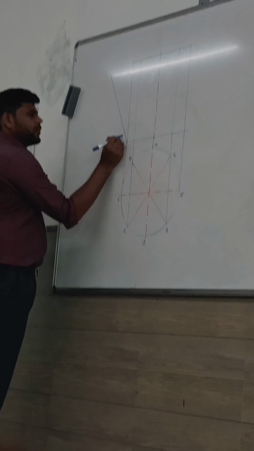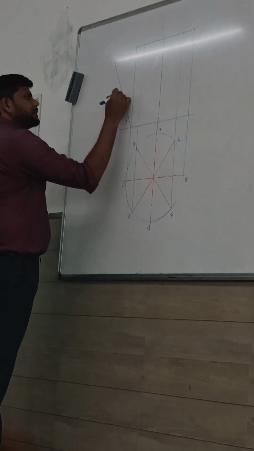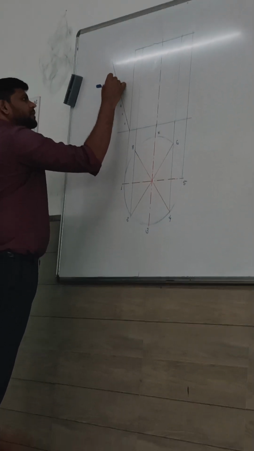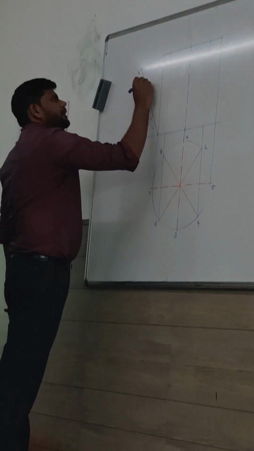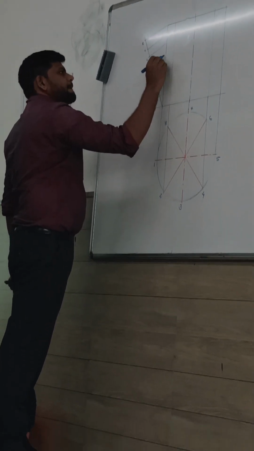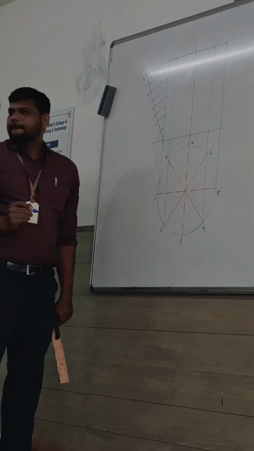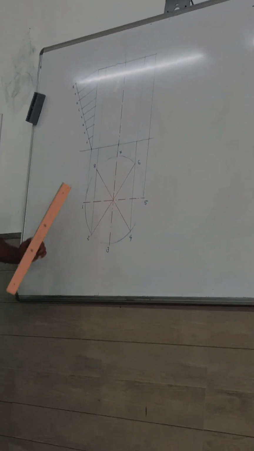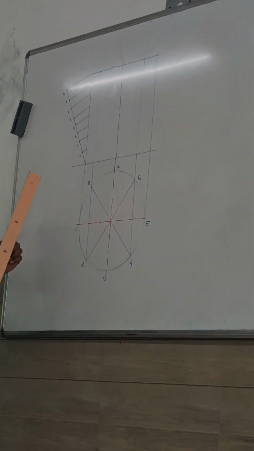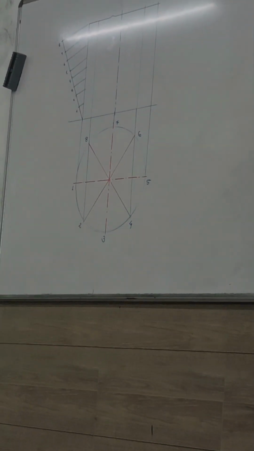So divide it into 8 equal parts. Okay, connect first and last point. Yes, same number of points. If we are dividing this into 12 equal parts, divide this into 12 equal parts. If you are dividing this into 8 equal parts, we are taking 8 equal parts. Now name those points.